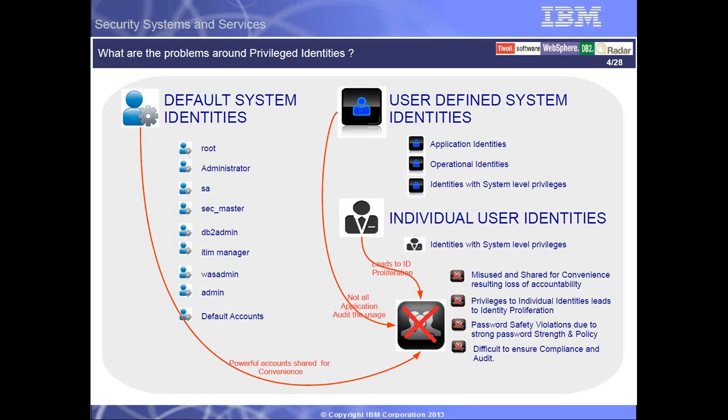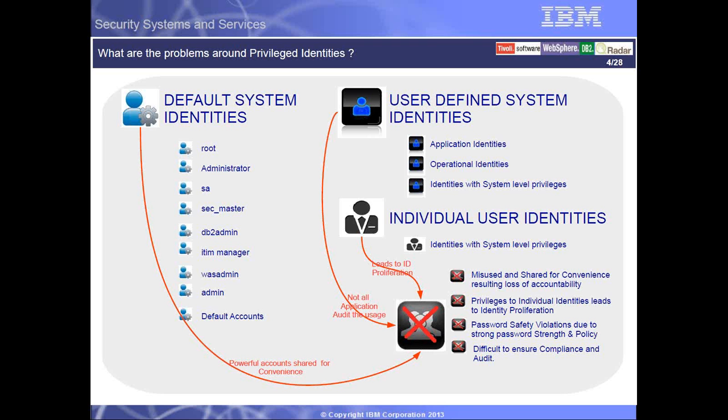Next, you have individual user identities. Yes, we are solving accountability, but we are having a huge number of IDs out there, and generating and maintaining them leads to identity proliferation. So just to summarize, these IDs could be misused and shared for convenience, resulting in loss of accountability. Next, privileges to individual identities lead to identity proliferation, which is a cost, and there are some other points we'll discuss down the line. We have a focus slide on that.